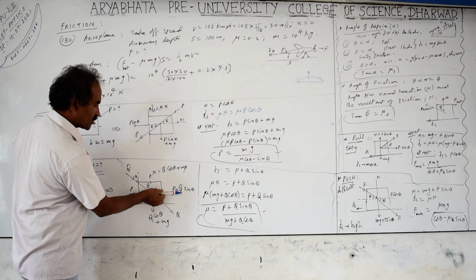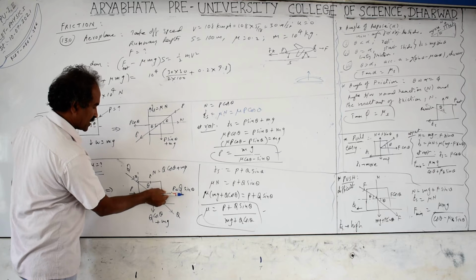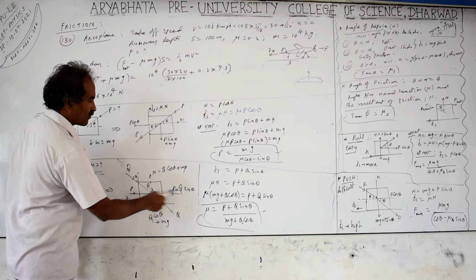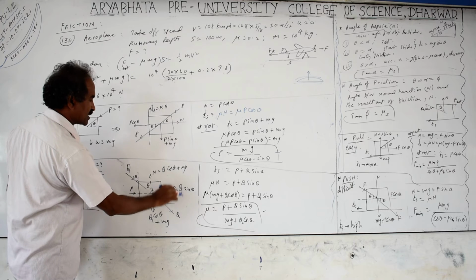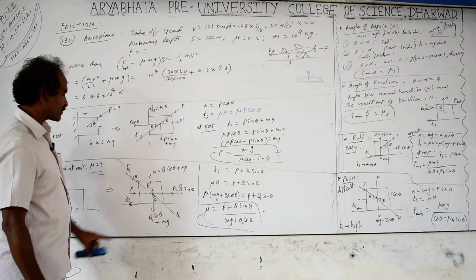What you have is equal to Q sin theta, Q cos theta, Q sin theta. P is also acting horizontally. So, total horizontal force is nothing but equal to P plus Q sin theta.